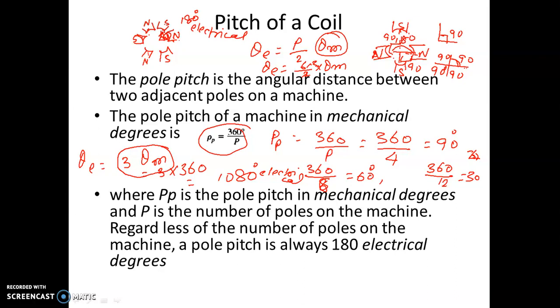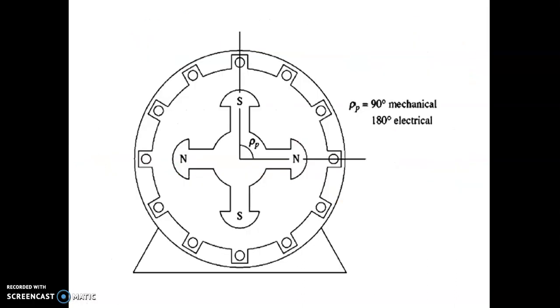P is the number of poles. Regardless of number of poles on the machine, a pole pitch is always 180 electrical degree. A pole pitch means here to here. This is called pole pitch. Number of poles may be anything, but the pole pitch means north and south. The angle will be always 180 degree. This is called full pitch or pole pitch in electrical degree.